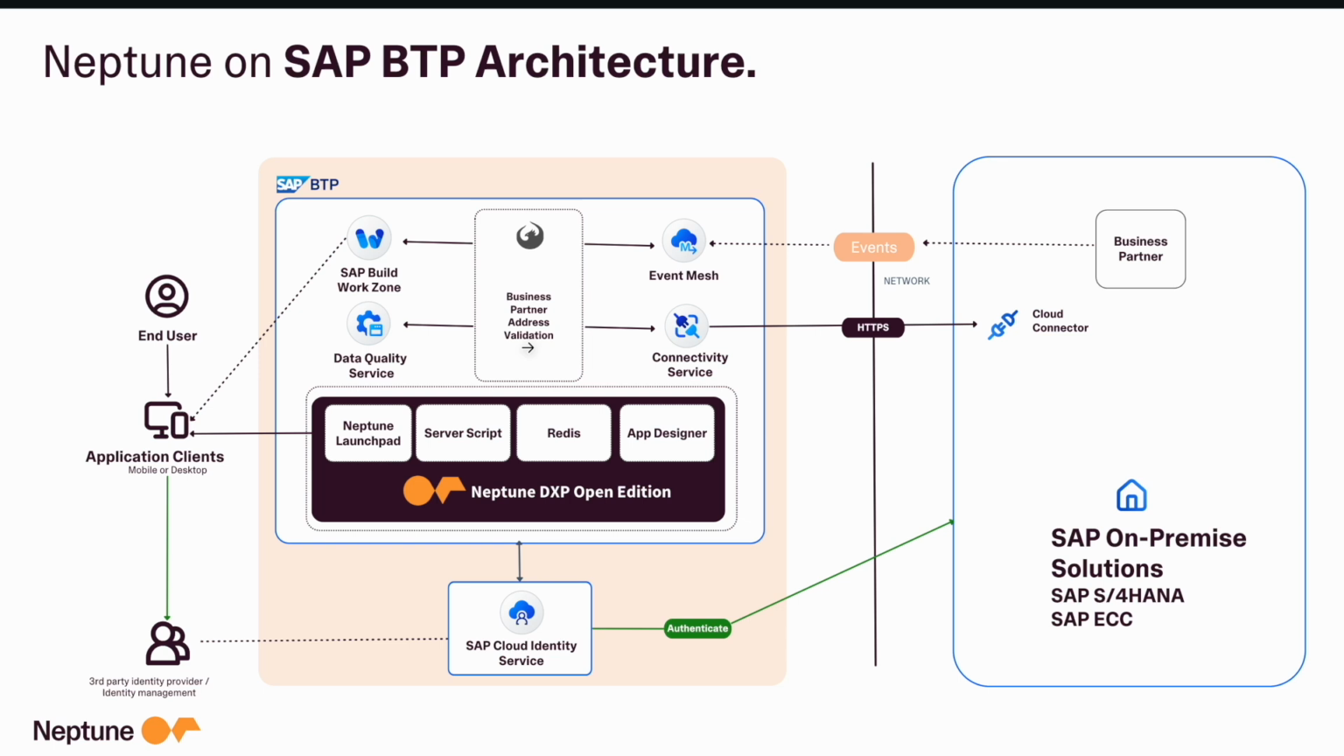The user can then open the details of the business partner and validate the address with the data quality service on SAP BTP. This service can correct address details and return also geolocation data. After validation of the business partner, we can store the correct address back in SAP with an OData service. The application developed with Neptune can run inside the Neptune Launchpad or SAP Build Workzone. In the demo, we will show the option with SAP Build Workzone.